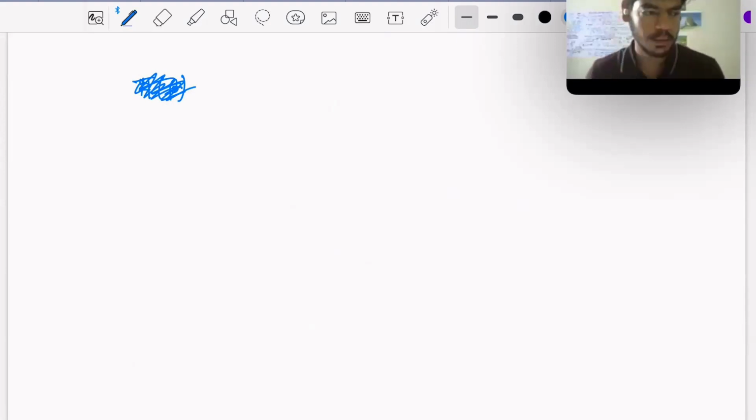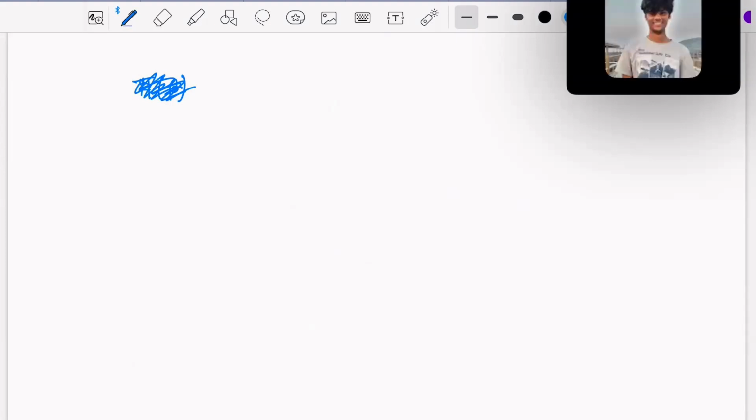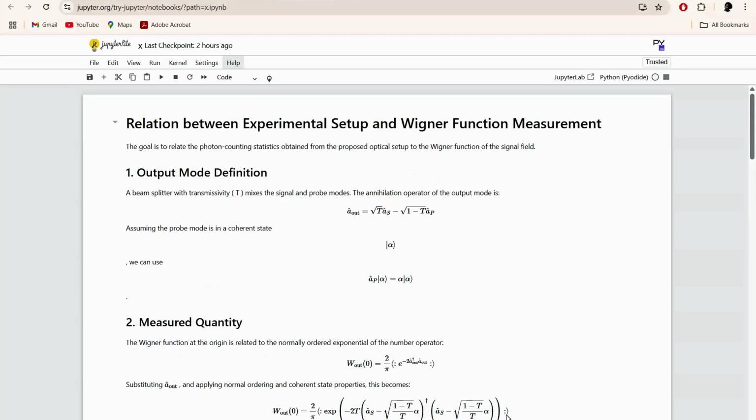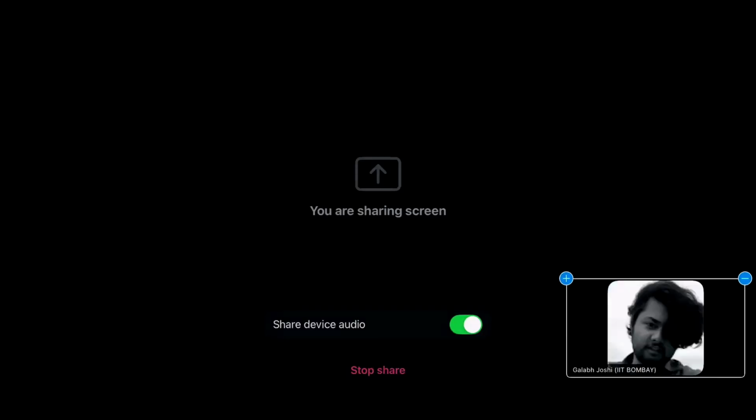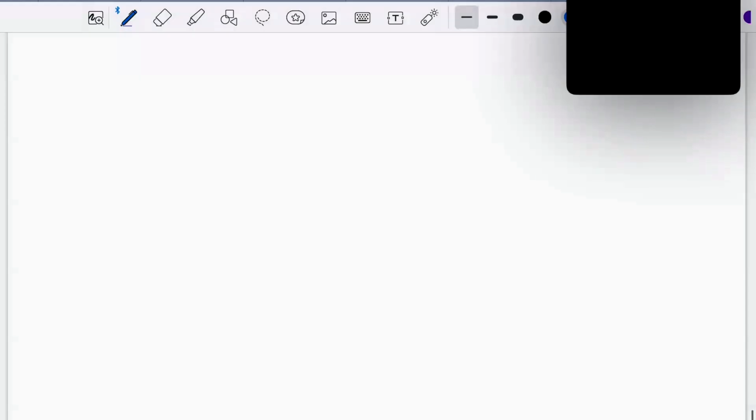So I will now leave it to Galav to explain the experimental setup. Galav, are you here? Yes. Can all of you hear me? Yeah, you're audible. Both the screens are visible, na? Okay, I have stopped presenting, right? No, your laptop display haven't stopped. Your tab screen is visible, but it is not.